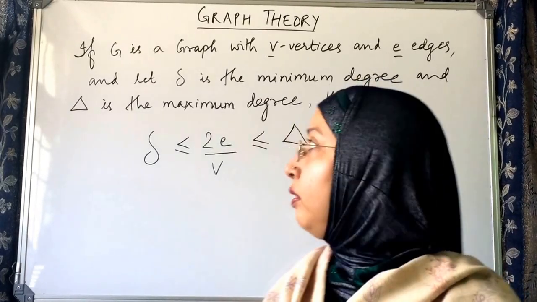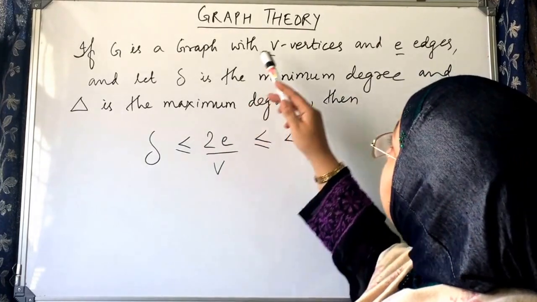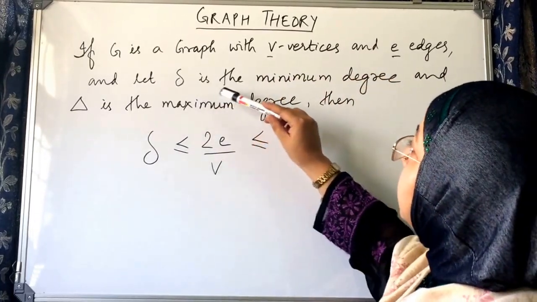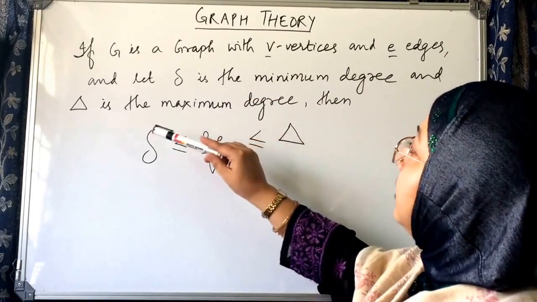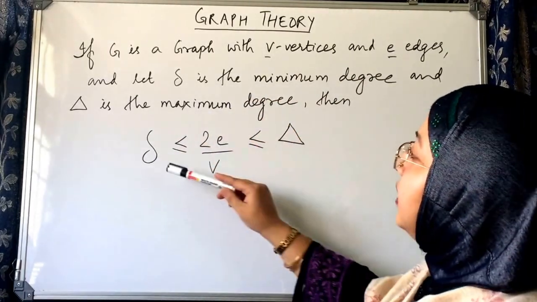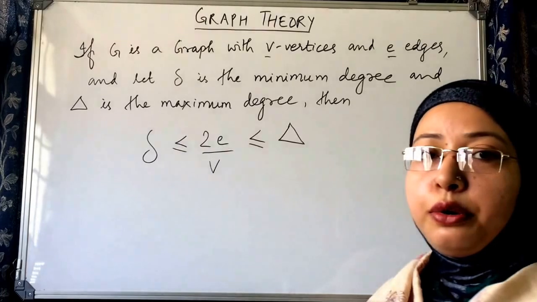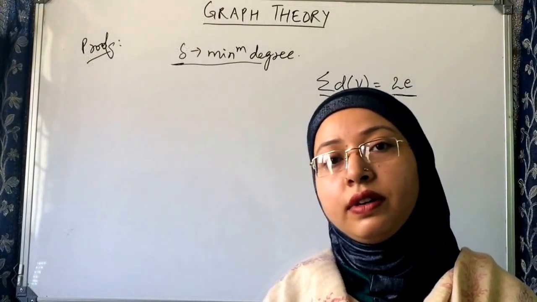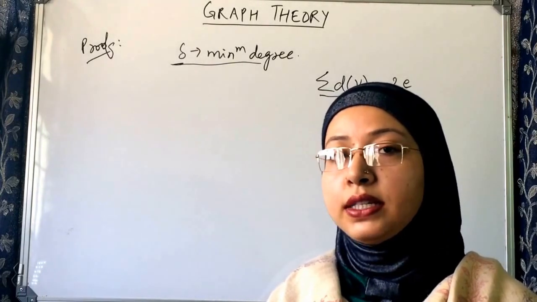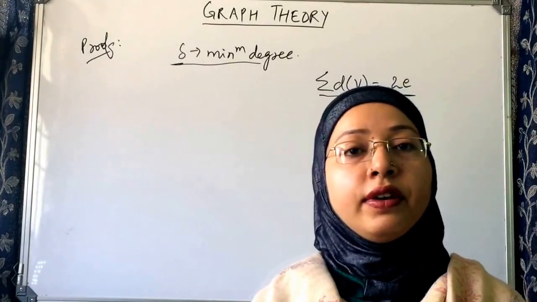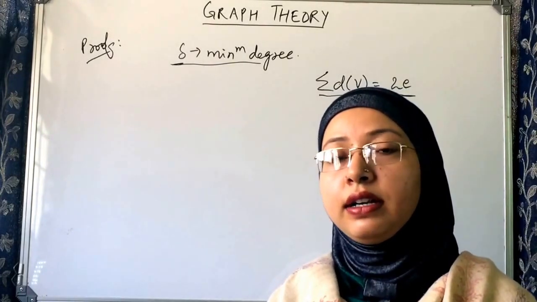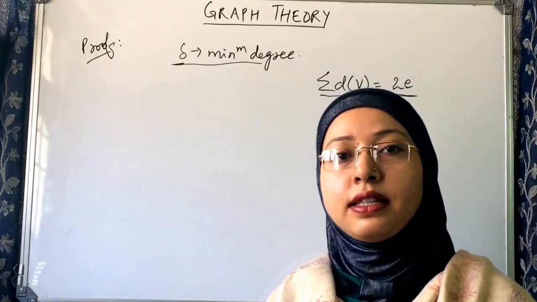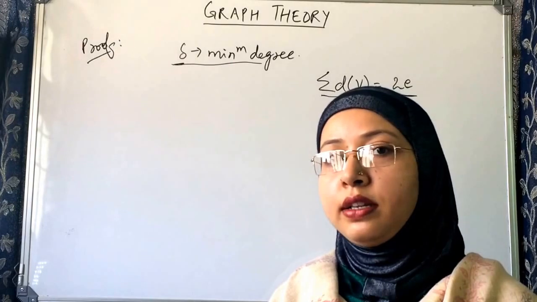So if G is a graph with V vertices and E edges, and del is the minimum degree and delta is the maximum degree, then del is less than or equal to 2E by V, which is less than or equal to delta. The sum of degrees of all the vertices is equal to twice the number of edges. And if we replace each vertex degree with del, then it will always be less than or equal to twice the number of edges.